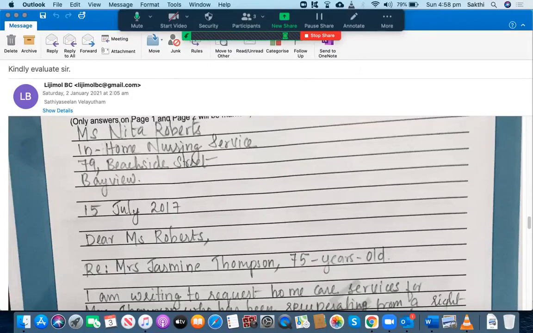All right. So you have mentioned the addressee's contact details here, which is good. I'm happy with that. But you should have removed this comma from here. Apart from that, it's all good. And it's 15 July 2017. I hope this is the date of writing the letter. And then you have written down, Dear Miss Roberts, and then there is a comma. That's good. So you have used the surname of the addressee. And then reference details of the patient. That's good. I'm happy with that. All right. Let's go to the next one.